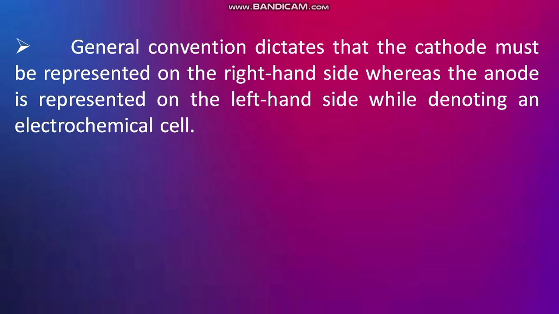And the next point: general convention dictates that the cathode must be represented on the right hand side, whereas the anode is represented on the left hand side while denoting an electrochemical cell.